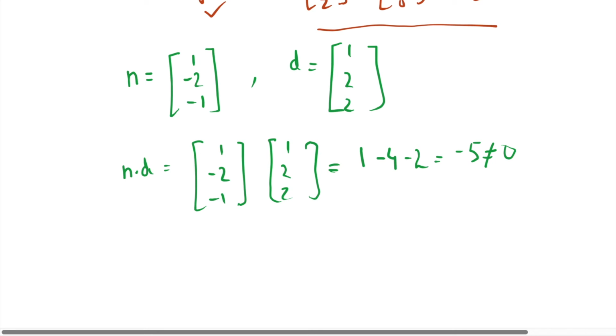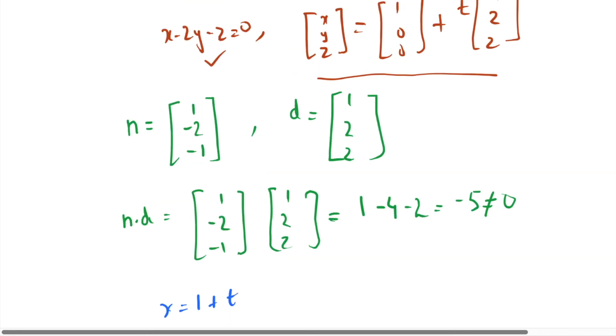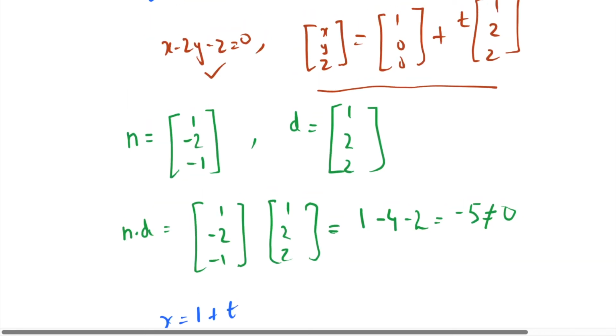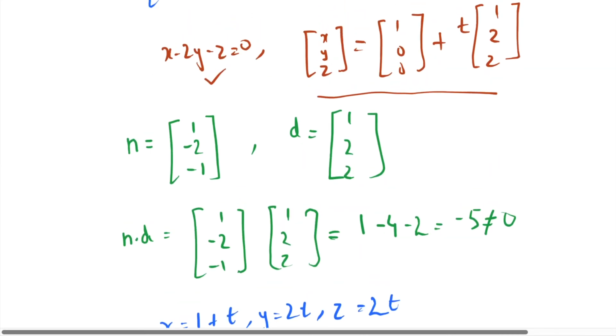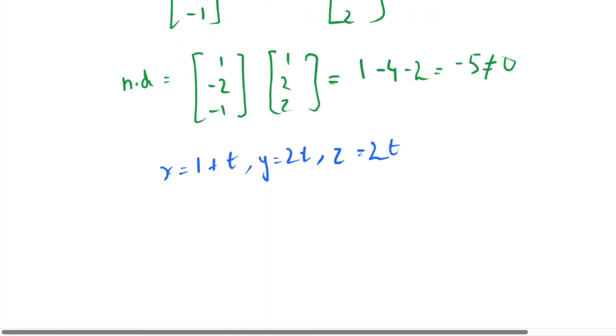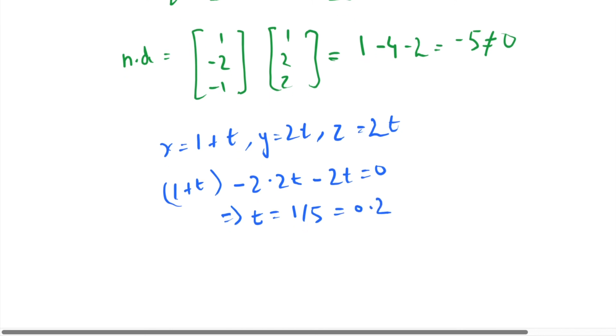And now that we have already established this fact, using the equation of the line, we can substitute x is equal to 1 plus t, y is equal to 2t, and z is equal to 2t in the equation of the plane, which is x minus 2y minus z. So doing that will give me an expression that is equal to 0, and I think you can find out t from here. So t will be 1 by 5, which is 0.2, right?